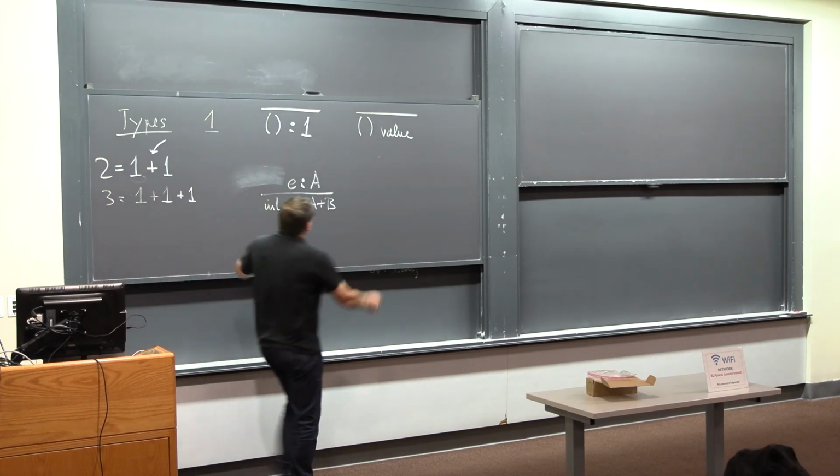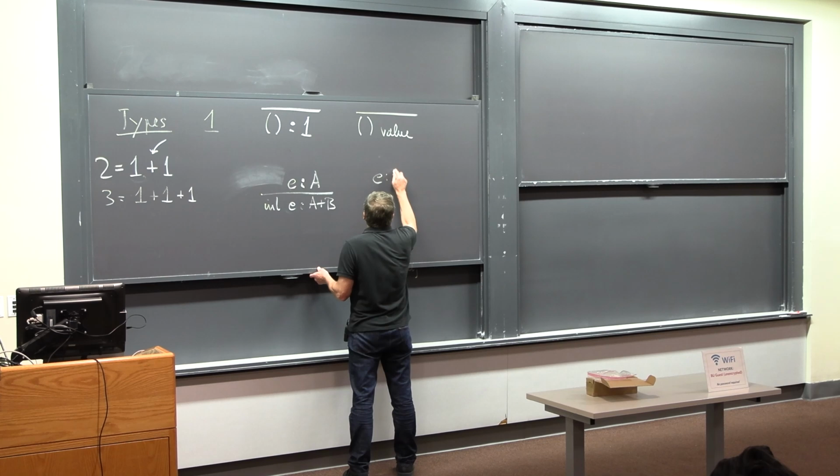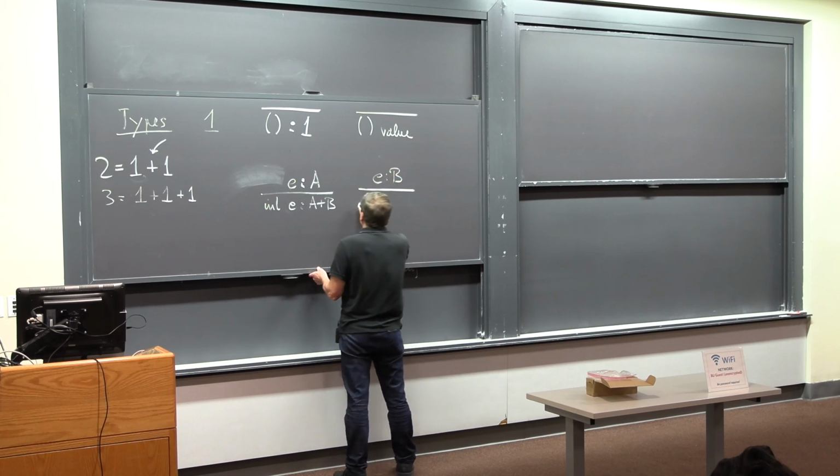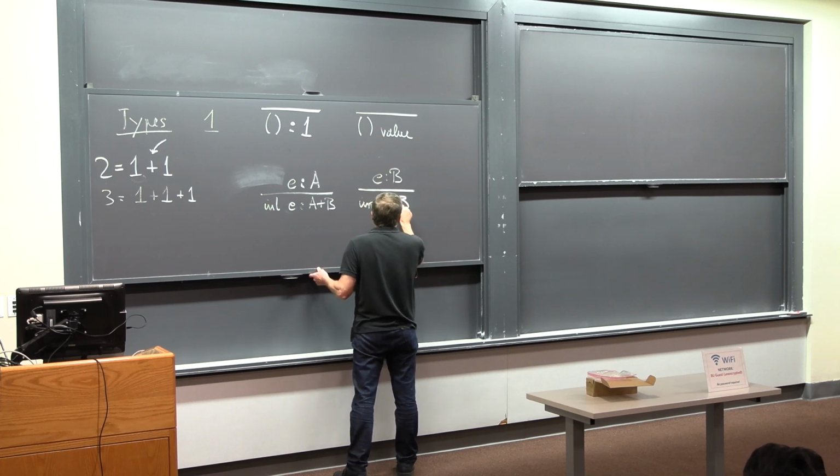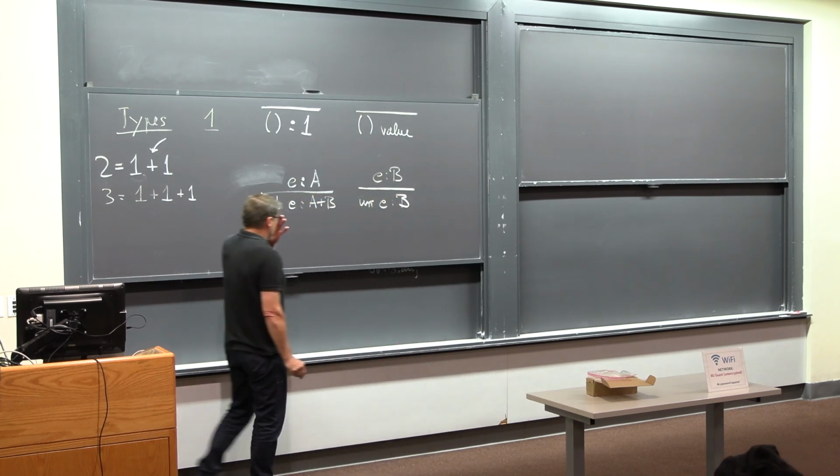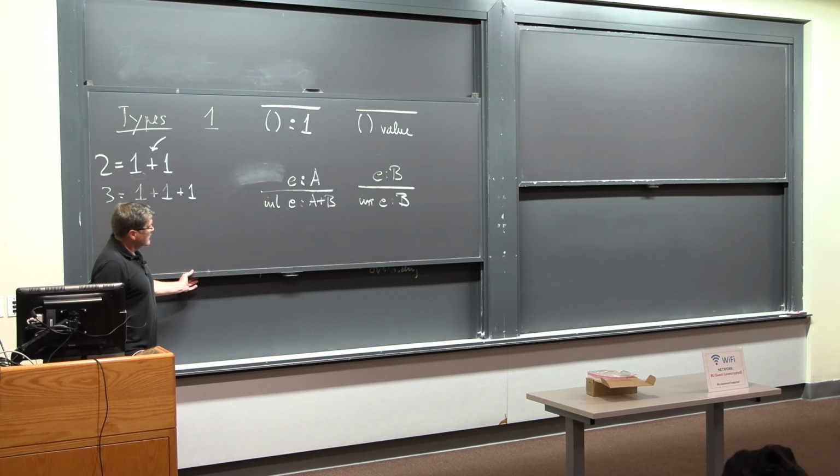All right. So then here, if E is of type B, then the injection on the right of E is of type A plus B.